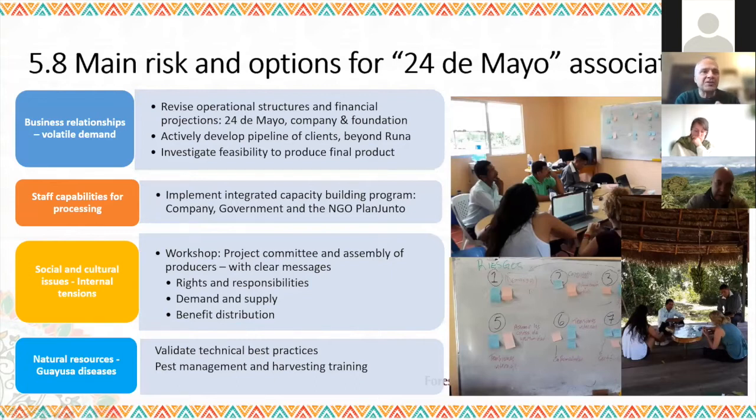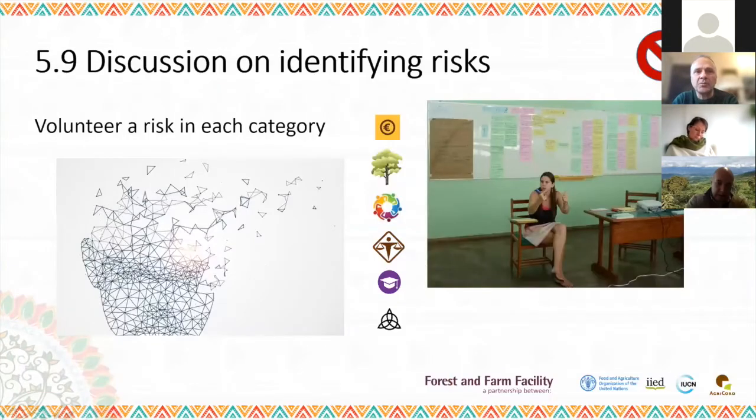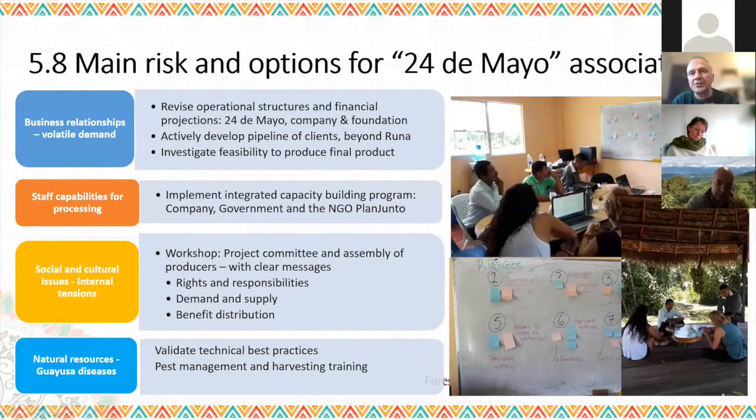The main risks, the main challenges they faced were that the business relationships they had had very volatile demand. They were only depending on one company to buy their product. Their staff were farmers, and they didn't have any capabilities for processing the tea. And then they had internal tensions between the farmers, disagreements about how the business should move forward. And finally, they had diseases affecting their tea plants. So those were the main risks that they identified when they did a risk assessment process. We'll come back a little bit later to talk about some of the solutions that this business group came up with.